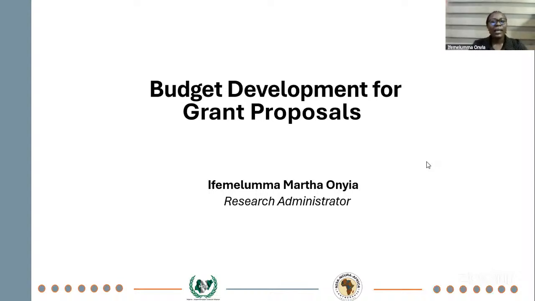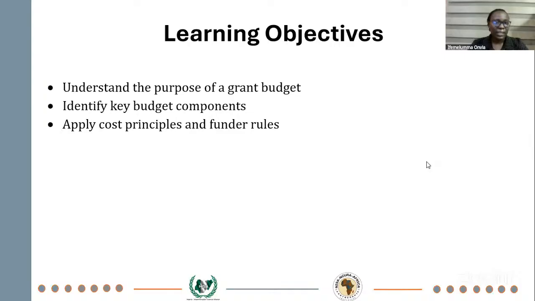So first, when we hear the word budget, many people run away because all that comes to mind is figures. But today, the intention is that after today, we will no longer run away when we hear the word budget. We would be able to understand that budget goes beyond accounting. It tells a story of a research proposal. That's what it is. So there is no need to run away from figures.